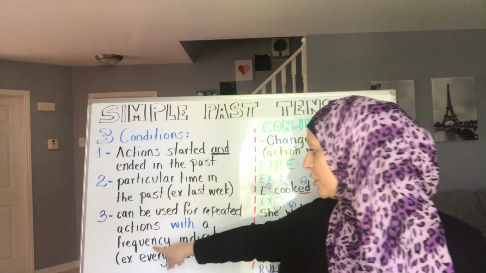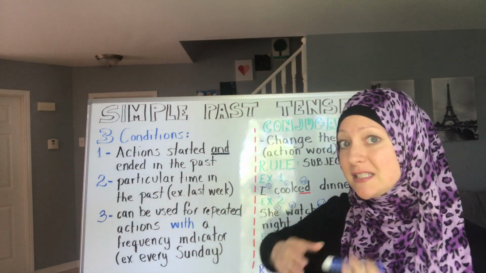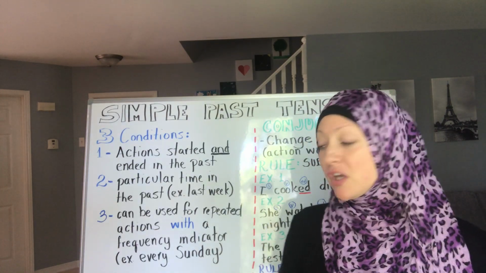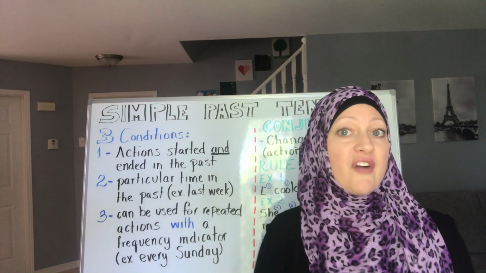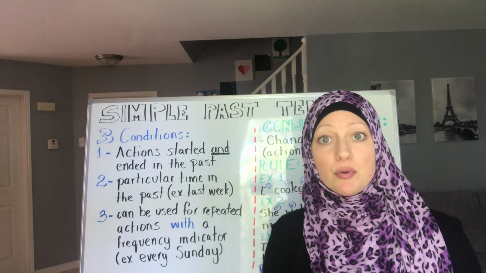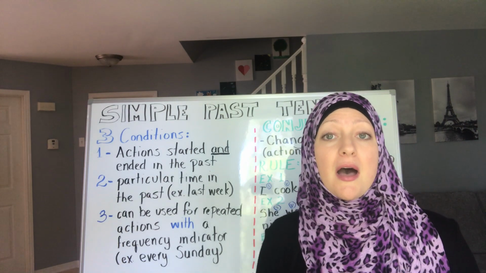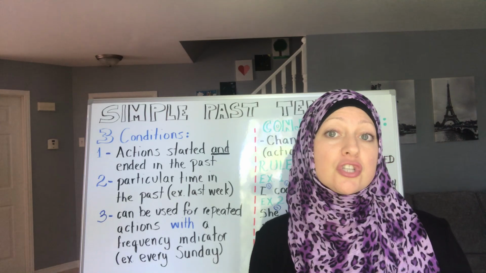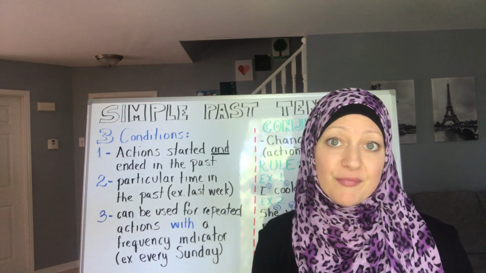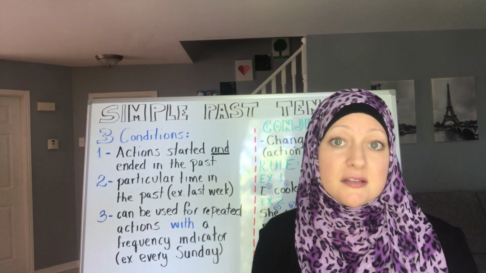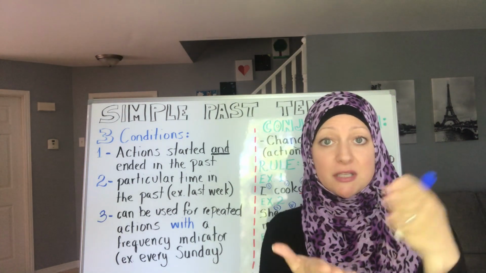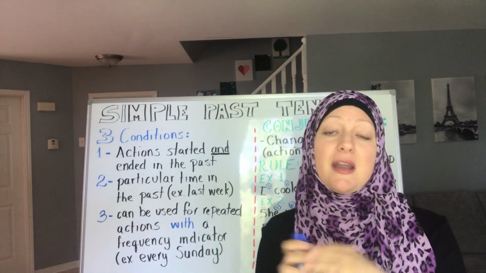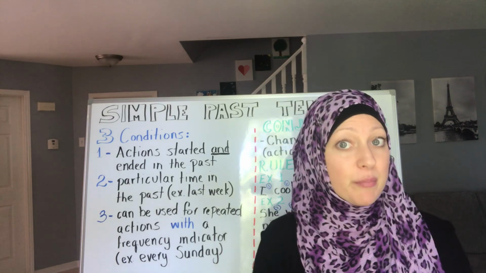Okay? The third condition is that it can be used for repeated actions. But for that, you have to use a frequency indicator. Frequency indicator, you ask? Well, pretty simple. You just have to say how often it happened. So for example, every Sunday. I jogged every Sunday. I went to church every Sunday. I went to the mosque every Friday. It happened every Friday up until today. It's not happening today, but it happened every so often in the past.